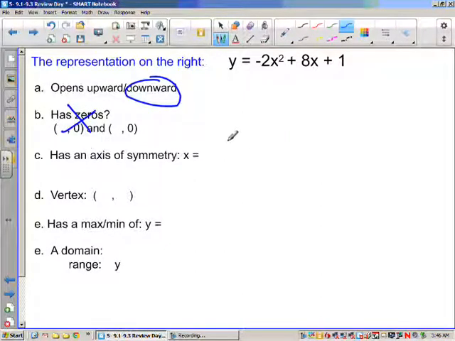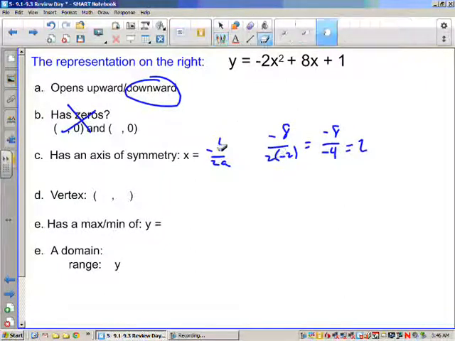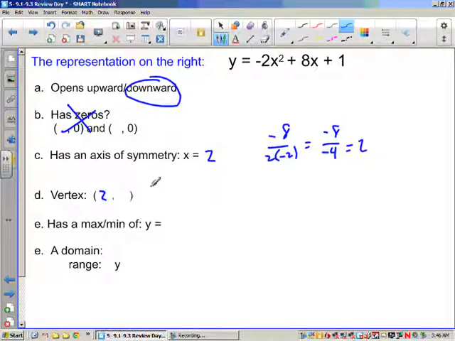It has an axis of symmetry. The way we find that is x equals negative b over 2a. So if we plug in negative 8 over 2 times negative 2, we get negative 8 over negative 4. That's a positive 2. So we would say the axis of symmetry is x equals 2. That gives us an x-coordinate for the vertex of 2.